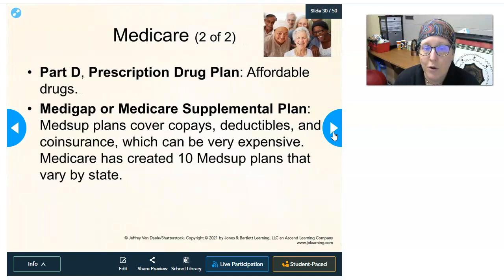And then Medicare Part D is the prescription drug plan. It gives them affordable drugs. They have to enroll in that, and there is a premium to pay. Medigap or Medisup plans are plans that help cover copays, deductibles, and coinsurance, which can get very expensive. And again, this helps our seniors manage their healthcare costs. And Medicare has created 10 different Medisup plans that can vary state by state.